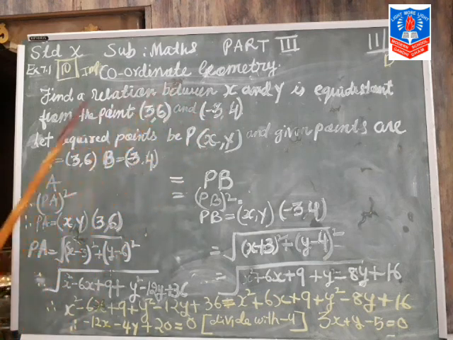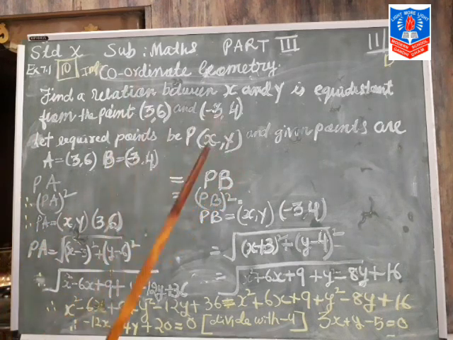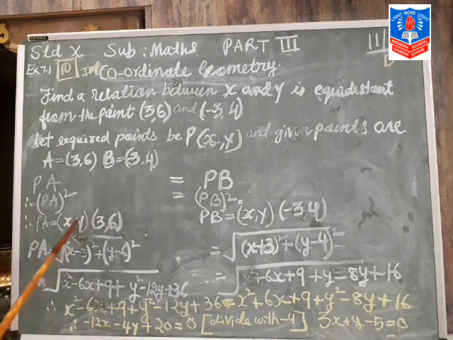Clear, children? Now PA equals PB, so PA square equals PB square. Now we are doing the direct sum. Please, children, now listen. 3 minus x, so I can write x minus 3. Now 6 minus y, so I can write y minus 6, because very easily we can calculate. Clear, children? x square minus 2 3s are 6, 6x, plus 3 square, 9. y square, 2 6s are 12, 12y, plus 36.